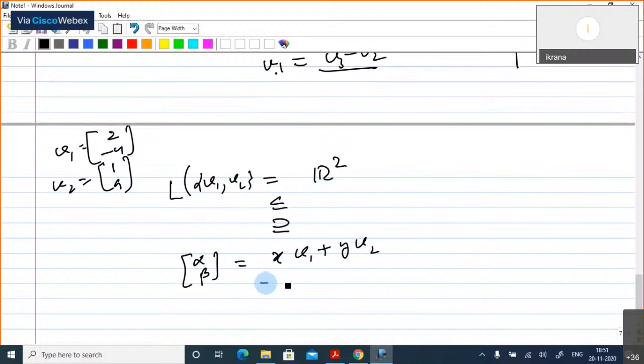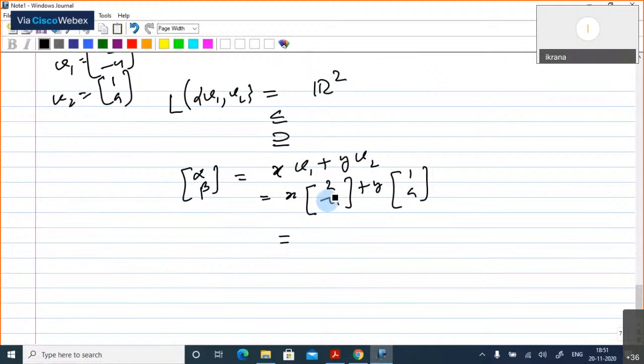But that means I have to write x times (2, -4) plus y times (1, 9). And that means I have to write it as 2x plus y, and this is minus 4x plus 9y.